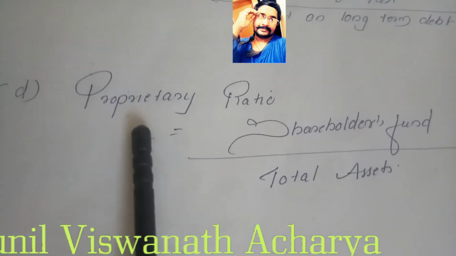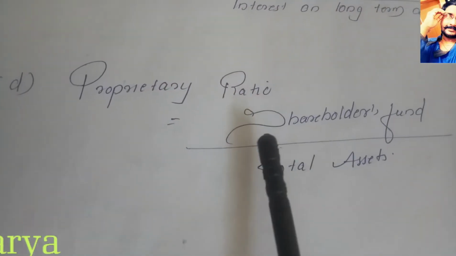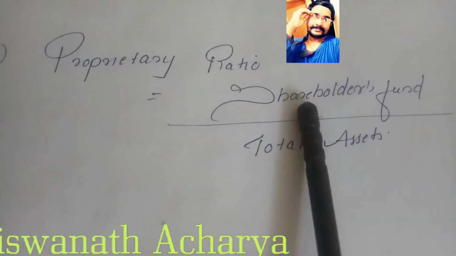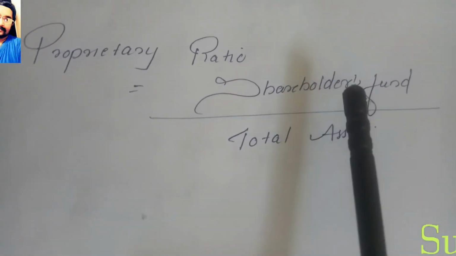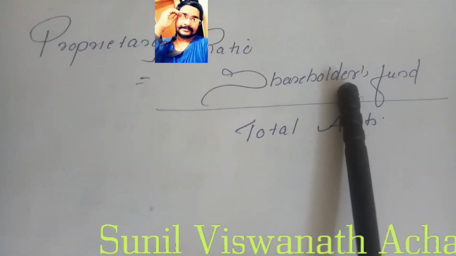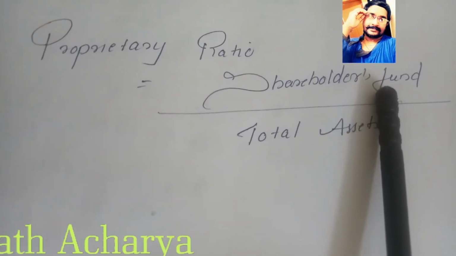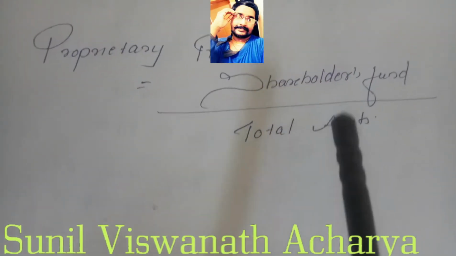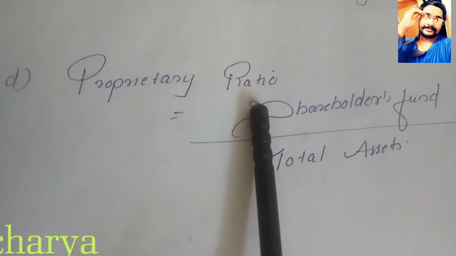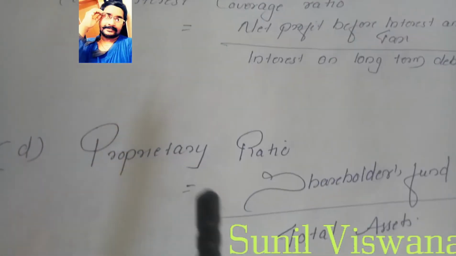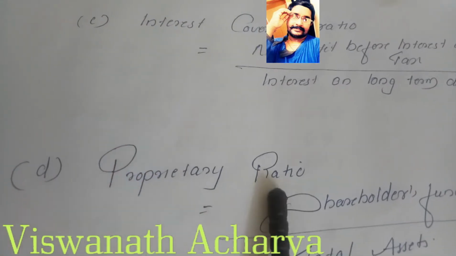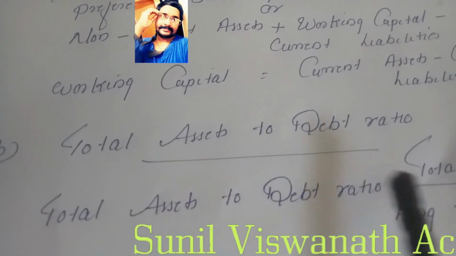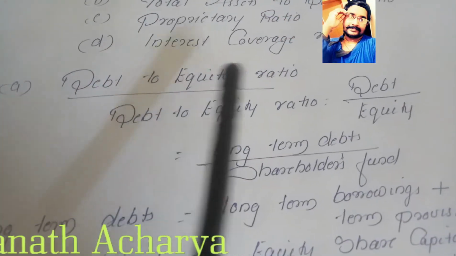Okay. Then proprietary ratio. The proprietary ratio equation is shareholders fund divided by total assets. Shareholders fund we already studied: equity share capital plus preference share capital plus reserves and surplus, upon total assets. So the relationship of shareholders fund and total assets is proprietary ratio. So these are the four main solvency ratios: proprietary ratio, interest coverage ratio, total asset to debt ratio, and debt equity ratio.